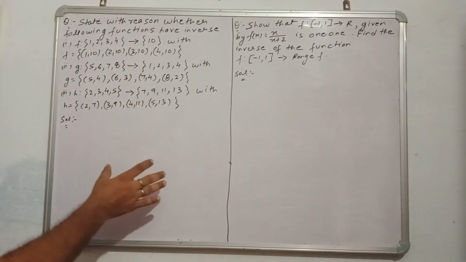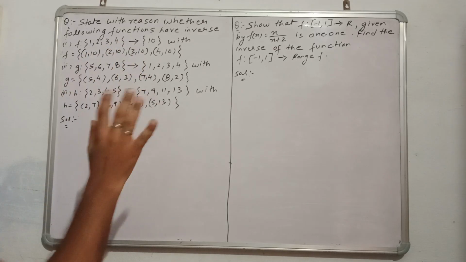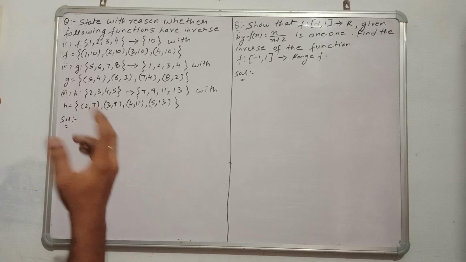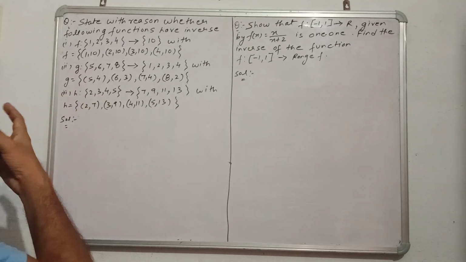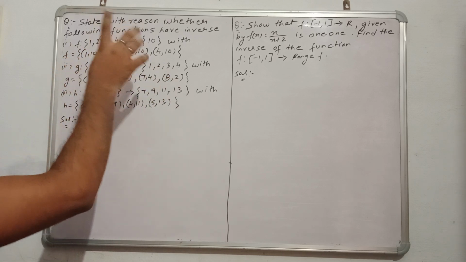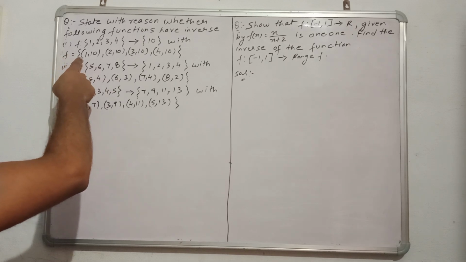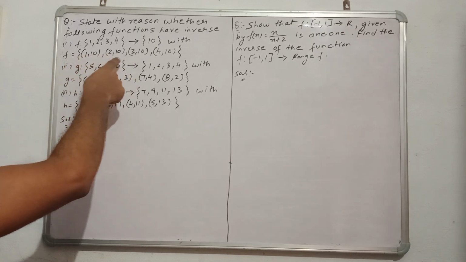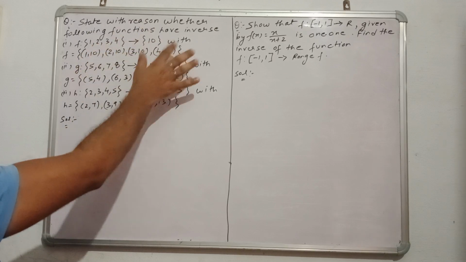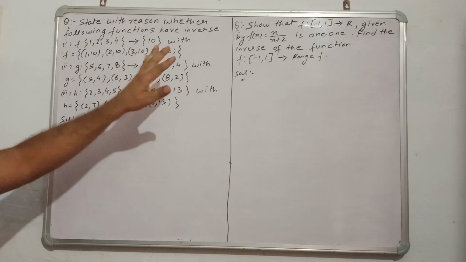So here functions are given. You have to tell whether there is an inverse of this function or not. If there is an inverse, you have to give the reason why. If there is no inverse, then you also have to give the reason why. So see here what is given. First one, f from {1, 2, 3, 4} to {10}, with ordered pairs (1, 10), (2, 10), (3, 10) and so on. Here functions are made from this set to this set and the function is this. In the same way the second and third ones are also given. You have to tell whether there is an inverse of this function or not.